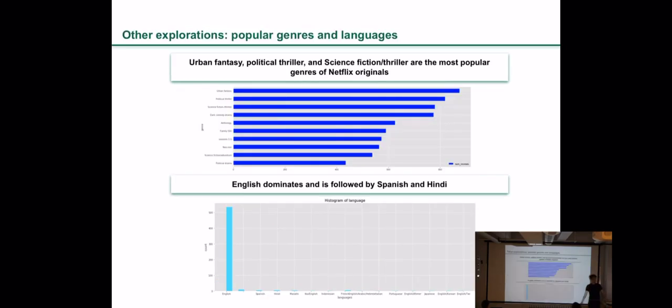And there are other explorations that I did. For example, here are the popular genres and languages. It turns out that urban fantasy, political thriller, and science fiction are the most popular genres of Netflix originals. If a new release belongs to those popular genres, it's more possible for more people to be attracted to buy the membership. And English dominates all, followed by Spanish and Hindi.